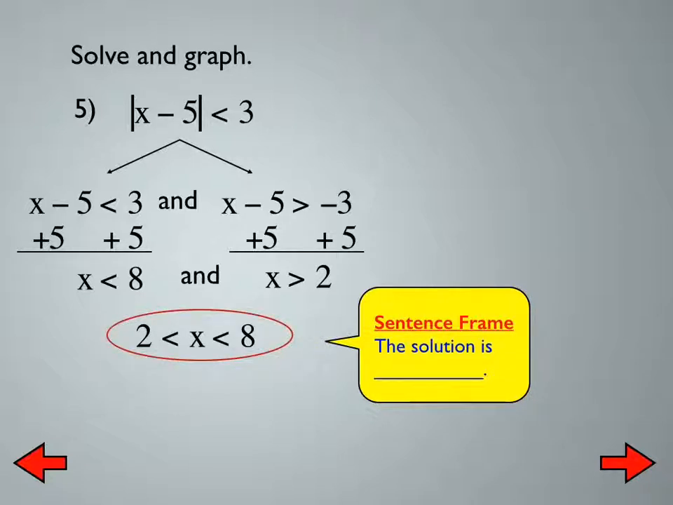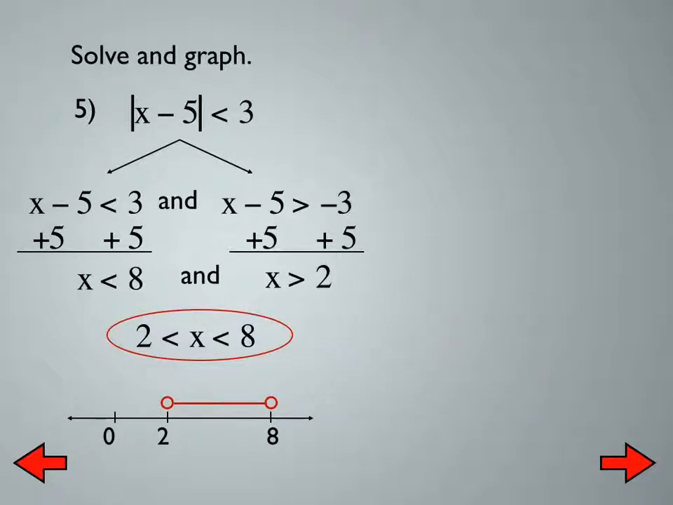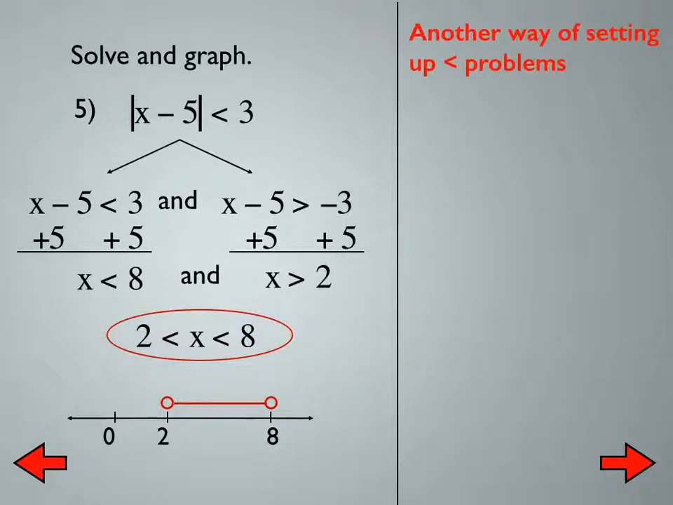But I want to show you another way of doing less than absolute value inequality. So in your notes where it says another way of setting up less than problems, that's where you need to write this down. Let me go ahead and graph this thing really quickly. We can set up less than absolute value inequalities like this instead. So we know we have this, but I'm going to set it up like this. So I want you to write that down. And then I want to talk about how those two things are really the same thing.